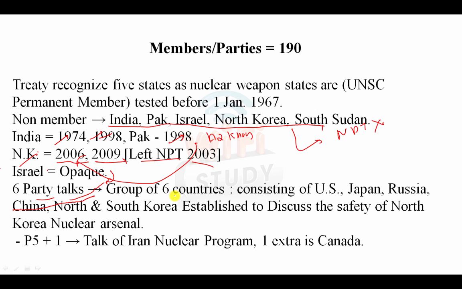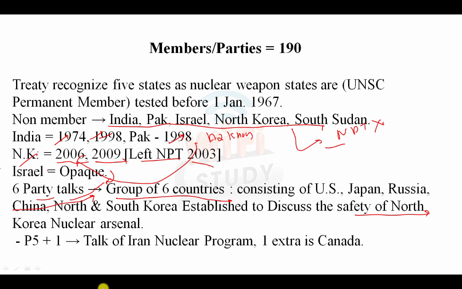Okay, so there is also the six-party talk. What is the six-party talk? It is a group of six countries consisting of US, Japan, Russia, China, and North and South Korea, established to discuss the safety of the North Korean nuclear arsenal. So these are the six countries talking about the safety of North Korea's nuclear arsenal.